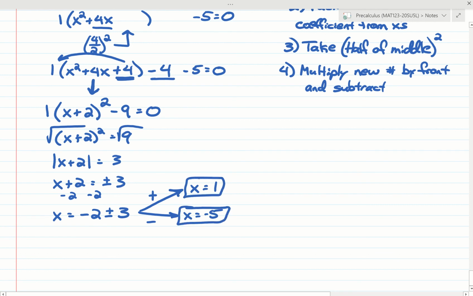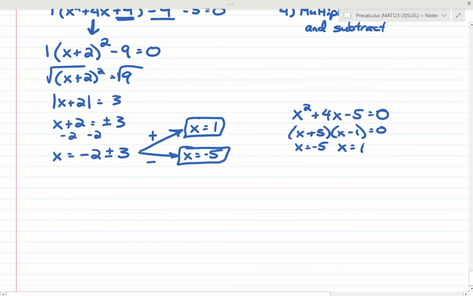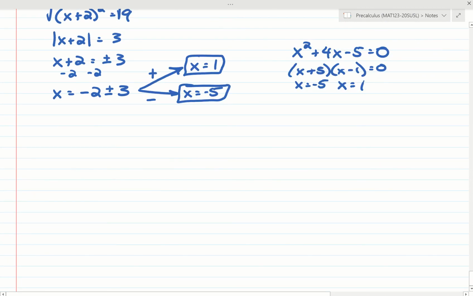Interesting enough, this problem was a factorable problem. And watch, if we were to factor it, it's x squared plus 4x minus 5 equals 0. It would factor to be x plus 5 times x minus 1. And you'd get exactly the same answer. It's just another technique. Now, if it didn't factor, you would have to use completing the square. We'll look at one more example, maybe make this one a little harder.